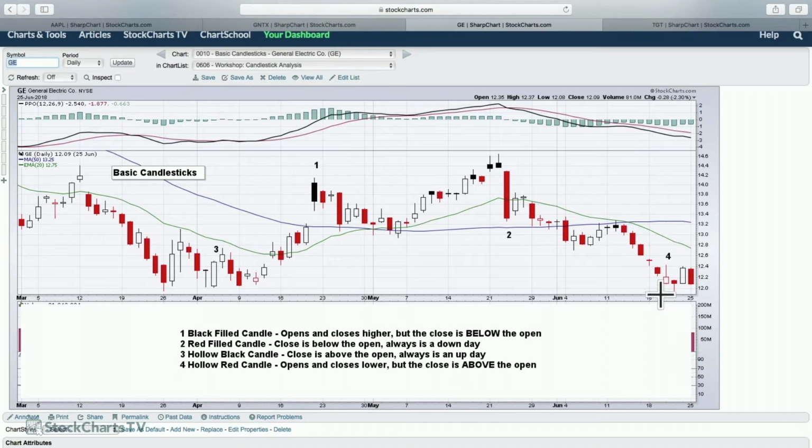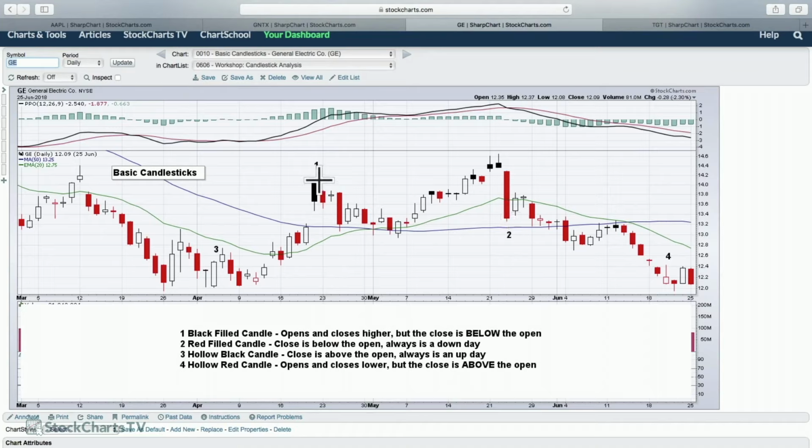If you can figure out those four things and keep those straight in your mind, you can begin to really figure out what's going on. Let me just tell you that filled candles in general are bearish. Any filled candle, you have the close below the open.